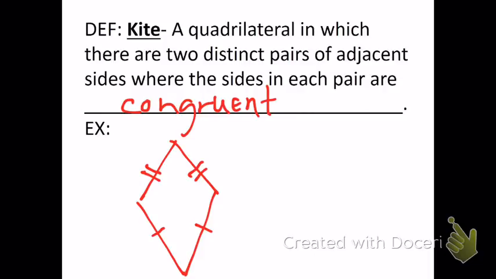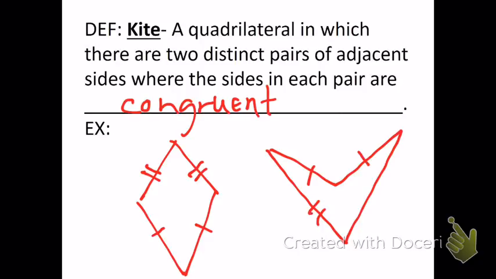Another way you can draw a kite, you could draw it like this. That's a kite, actually called a dart is the name for that type of kite. We don't work with them that much, but that is another type of kite where one of the sides is concave.